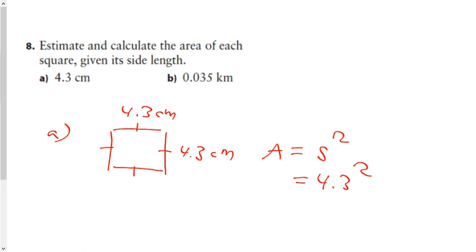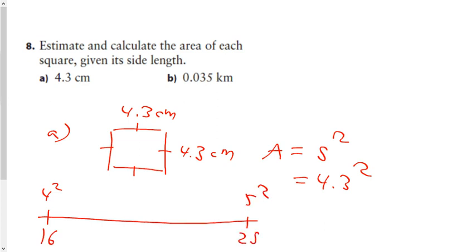Without drawing or grabbing a calculator, this is one of those number line questions again. So if I said 4 squared is 16 and 5 squared is 25, where would I put 4.3 squared? Well, I'd probably put it right there. And then using that number line to estimate between 16 and 25, I'm going to say maybe 19. So 4.3 squared is roughly 19. The square root of 19 is roughly 4.3 if I want to reverse it.